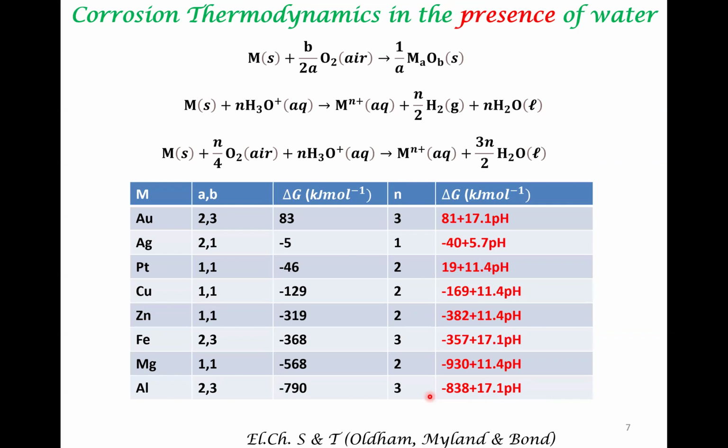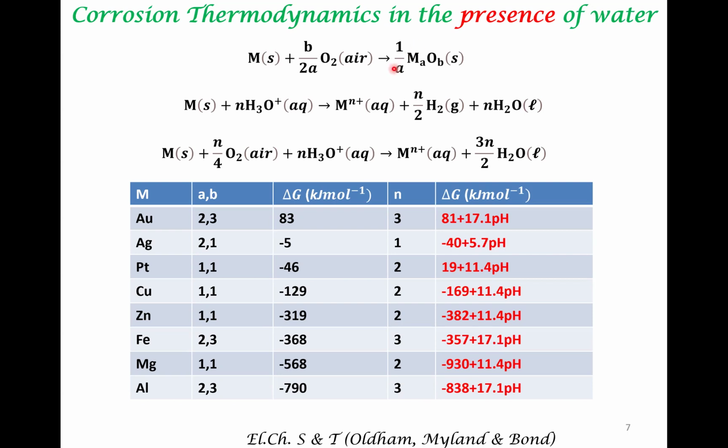So the most important impurity is water, of course. So when we talk about presence of water, it is not necessary for the metal to be completely immersed in water. That might be the case in marine corrosion, but even just a thin film of water can play a big role and significantly affect the thermodynamics.